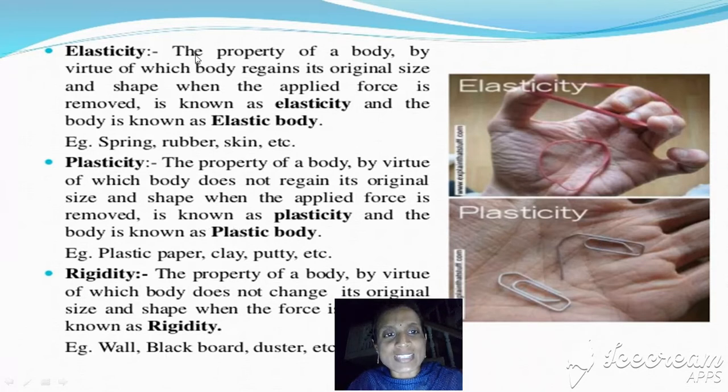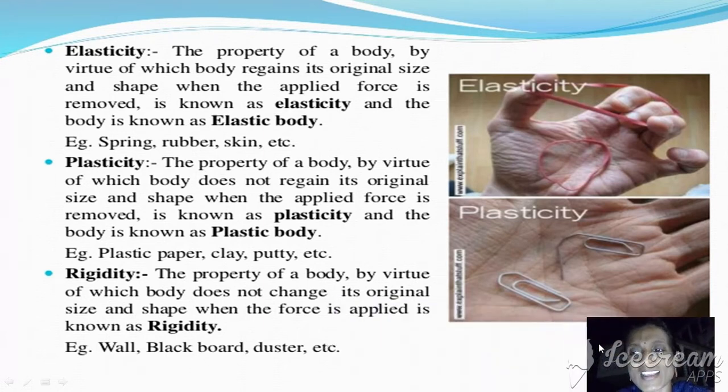Next, there exists a difference between elasticity and plasticity of the bodies. Examples for plastic bodies are plastic paper, clay and putty. This is a permanent nature, and that is the temporary nature, which means it is affected by the surrounding factors. Later, some of the bodies, even though we apply force, never change their shape or size. That is called a rigid body, and the phenomenon is known as rigidity. Examples: wall, blackboard and the duster.